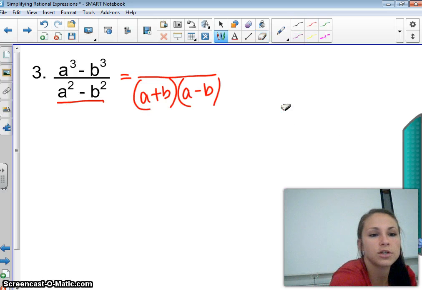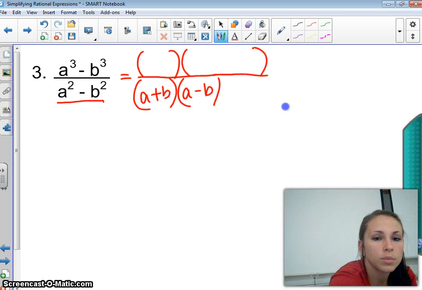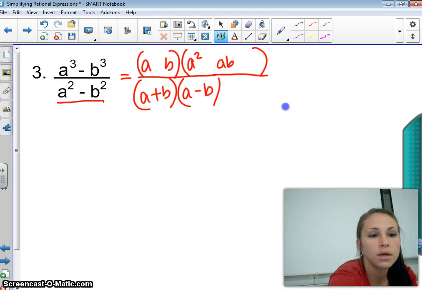So I'm going to erase this. And so let's go ahead and factor the top now. I know it's going to factor into a trinomial and a binomial. So I'm going to get my first term by taking the cube root of a cubed, which is just a. My second term by taking the cube root of b cubed, which is just b. And then to get the trinomial, I'm going to take a and square it. The middle term is going to be a times b, which is just ab. And then the last term is just b squared. And so then the signs are SOAP. So same, opposite, always positive.